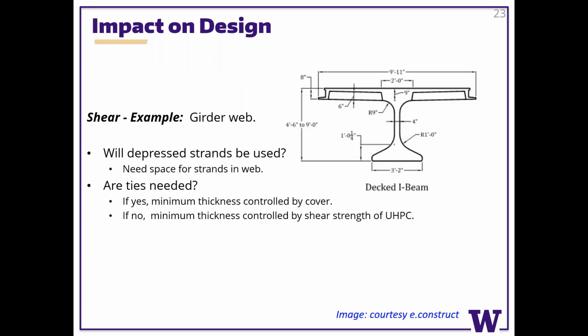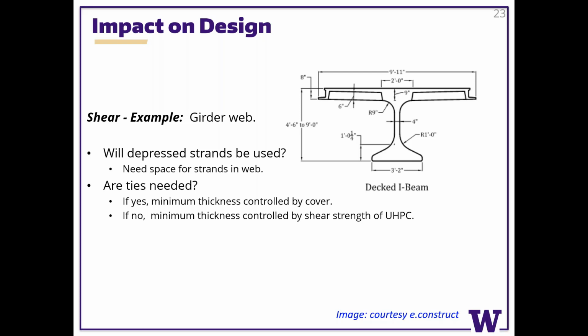So if we go back to the skinny UHPC girder, the question of how do you design the web? And there are some questions that come up there. First of all, will depressed strands be used? They're sometimes called harp strands, and they go up and down here in the web. And if you're going to use those, you have to have enough space for them, and that will demand a minimum width of the web.